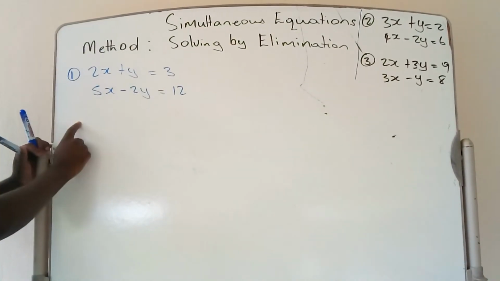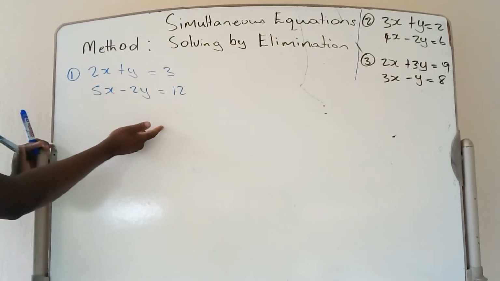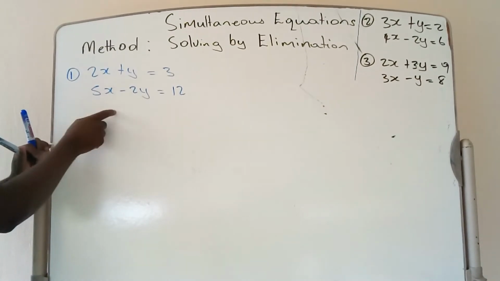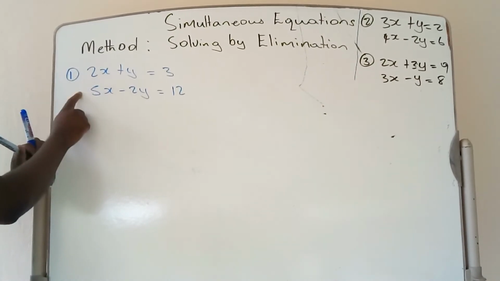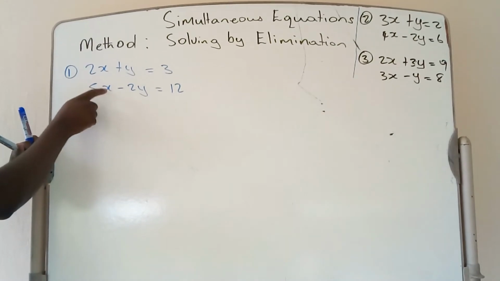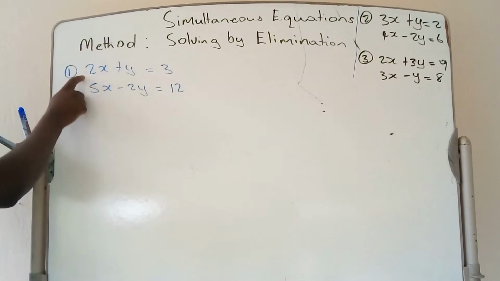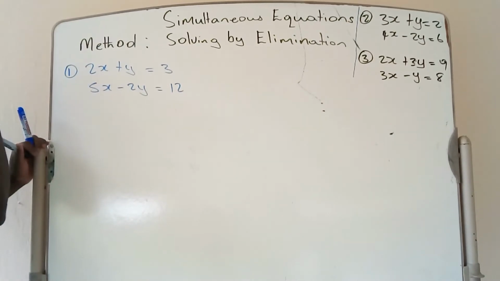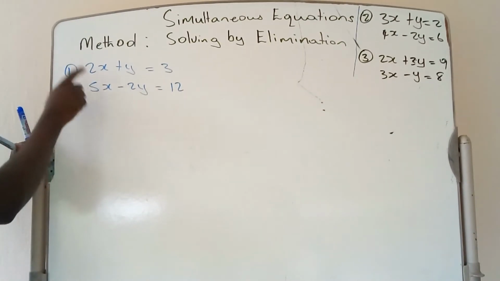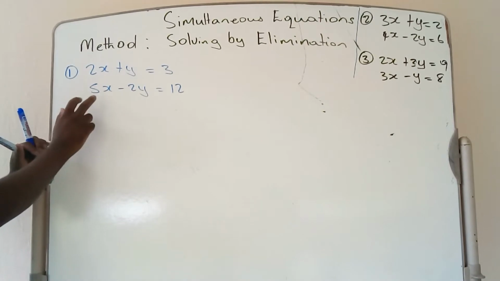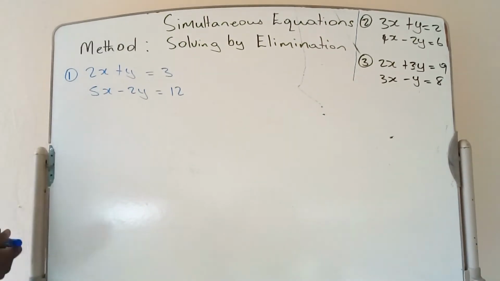How do we eliminate the y or the x term? Both coefficients of the term have to be the same thing. For example, here the coefficient of this x term is 5, and the coefficient of this x term is 2. So we need to find a way to make both coefficients the same so they eliminate each other. Now let's get into it.